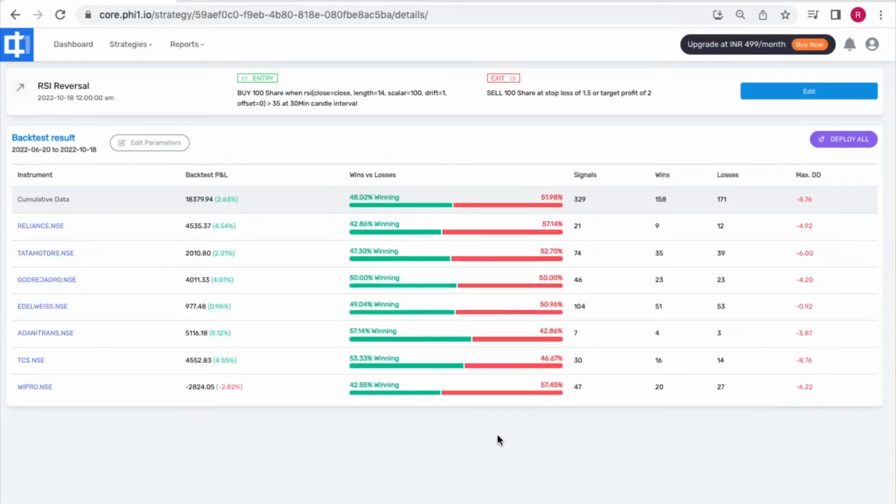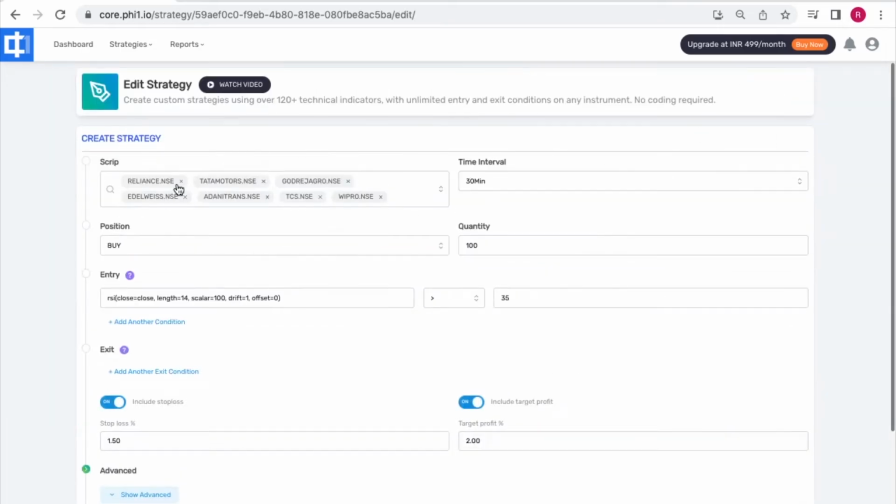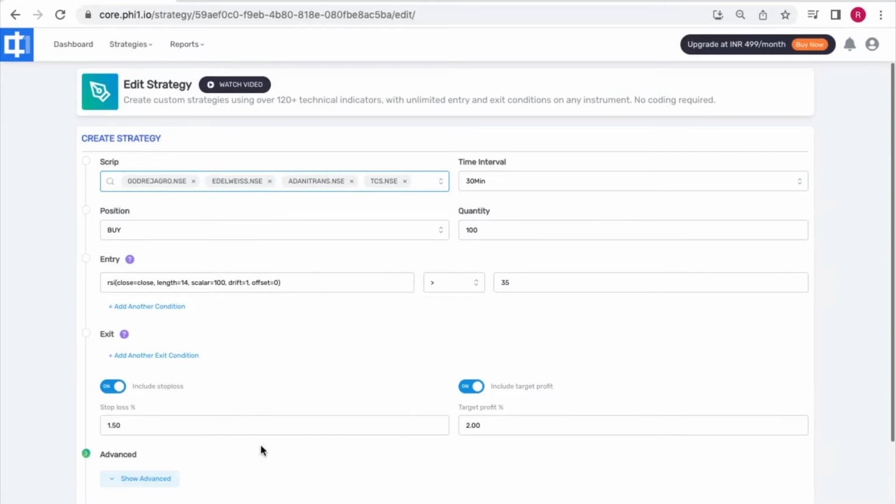So my criterion here is going to be I am looking for trades that have a win rate of at least 50%, and looks like some stocks here are not qualifying for that criterion that I have. So I'm going to remove those stocks by going back and editing the template. I'm only going to keep TCS, Adani, Edelweiss because it's pretty close to what I want as a win rate, and Godrej, and I wish to remove the rest of the scripts. So I go back and get rid of those stocks that are not really fitting the bill for me.